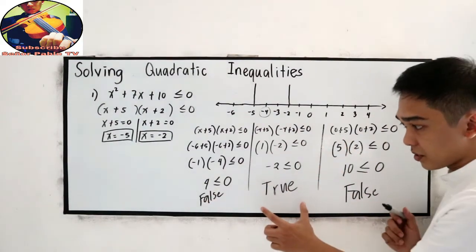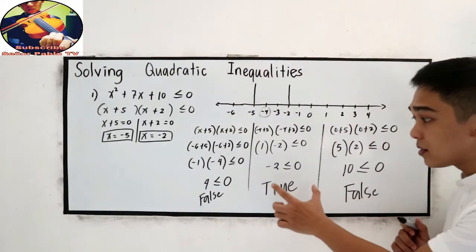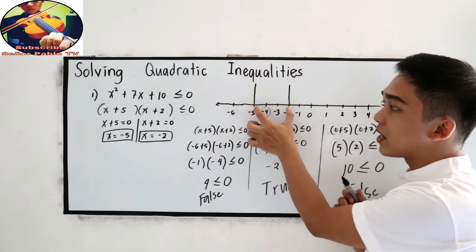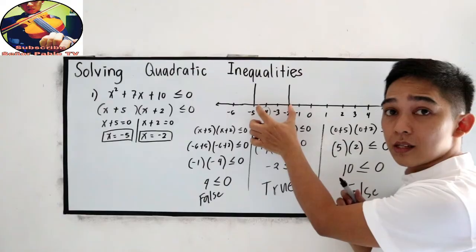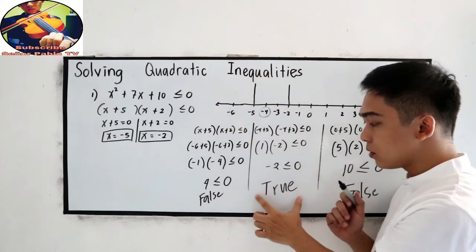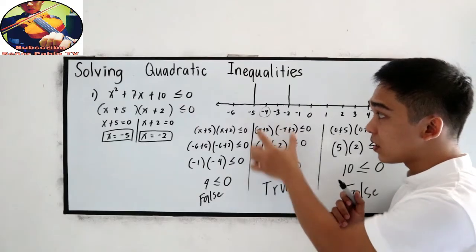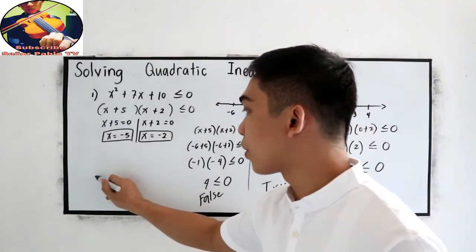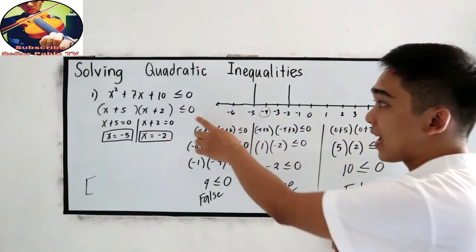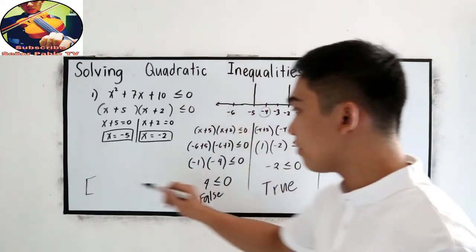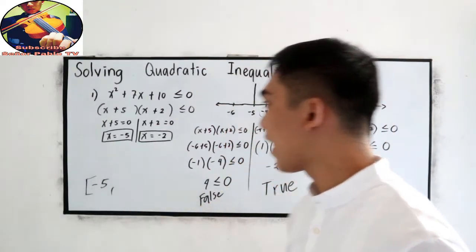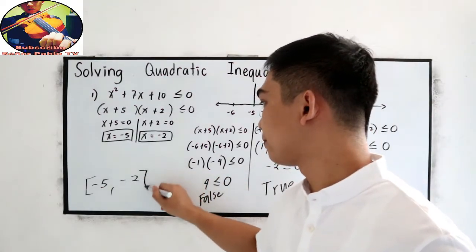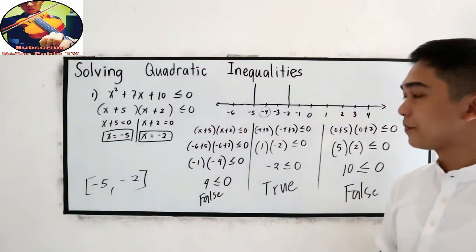Take a look at our answers. False, true, and false. That means in our inequality, these numbers satisfy our inequalities. So, as our final answer, using interval notation, so we're going to close. Why close? Because that is equal to negative 5. And we're going to close to negative 2 as our final answer.